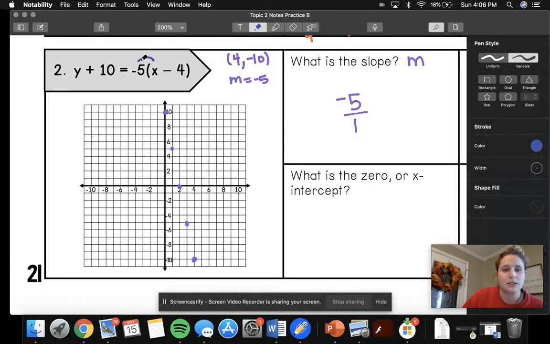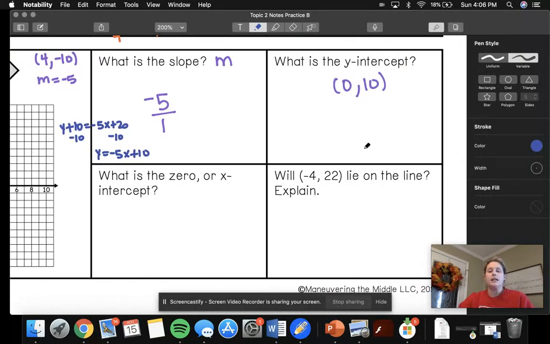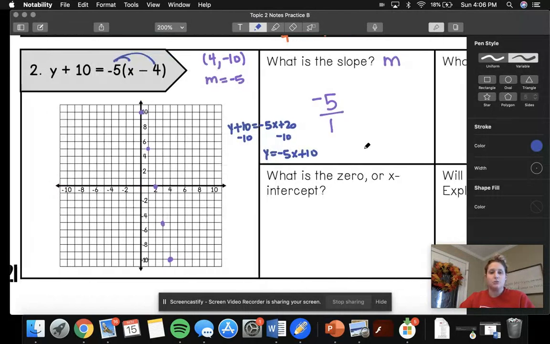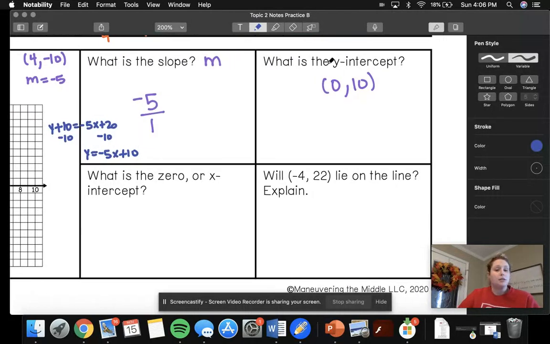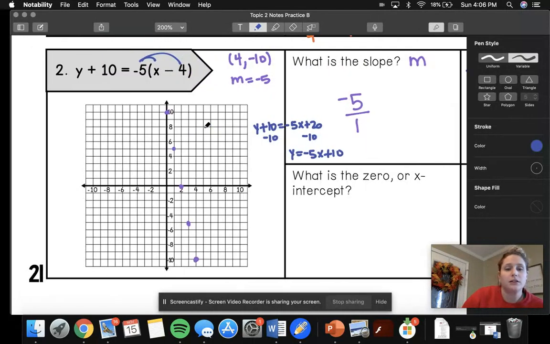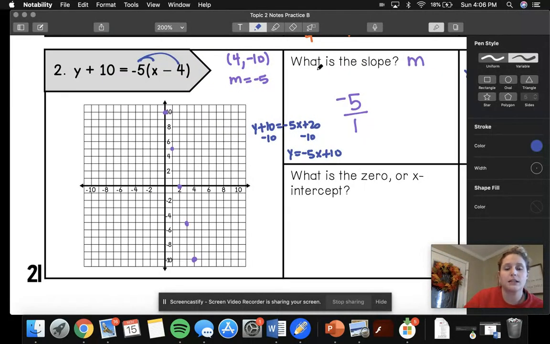You would basically distribute the -5, -5x plus 20, and then move the 10 over. You could also see that it was +10, excuse me. You could also find a y-intercept by saying when x is 0. And that's another way. Okay, so you would plug in 0 right here.